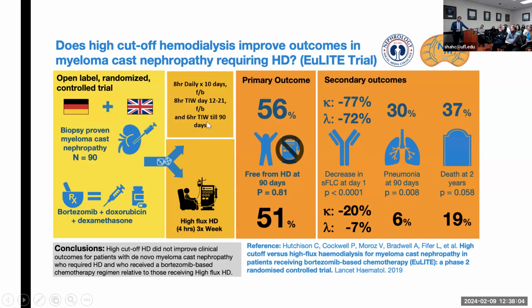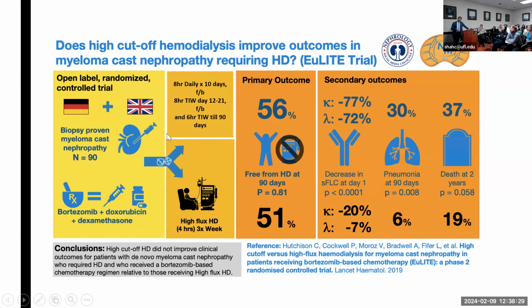These patients received much more aggressive high cutoff dialysis compared to the Meyer trial. They received 8-hour sessions daily for 10 days, followed by 8 hours 3 times a week from day 12 to 21. And then afterwards, 6 hours, 3 times a week all the way till 3 months. So they remained on high cutoff dialysis versus high flux dialysis. Outcomes: not different in renal outcomes.